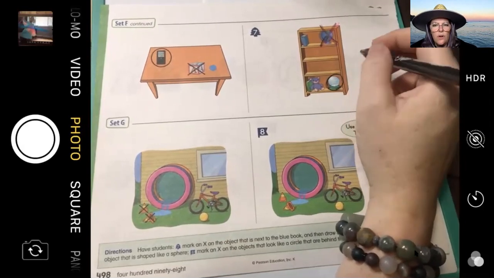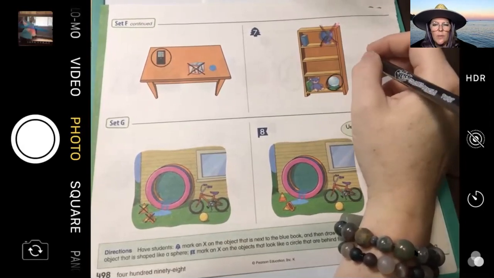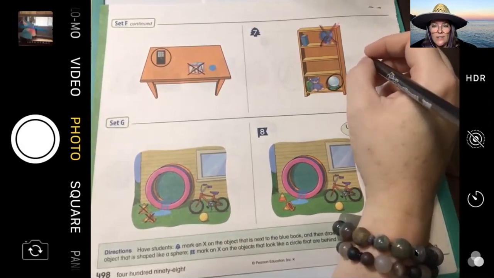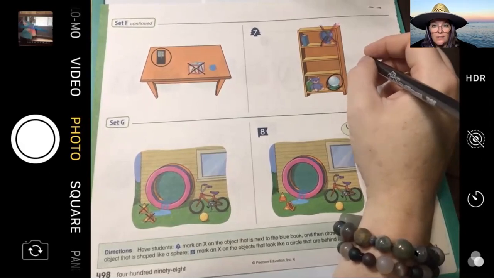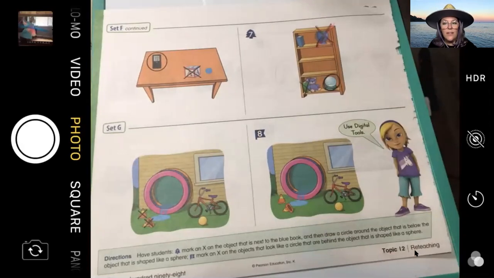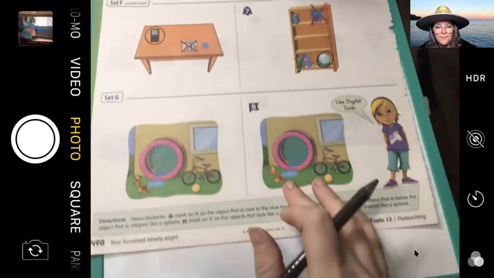Can you guys draw an X on the object that is behind the bear? Draw an X on the object that is behind the bear. It would be this. Here, the green book. Nice. Let's look at number 8.